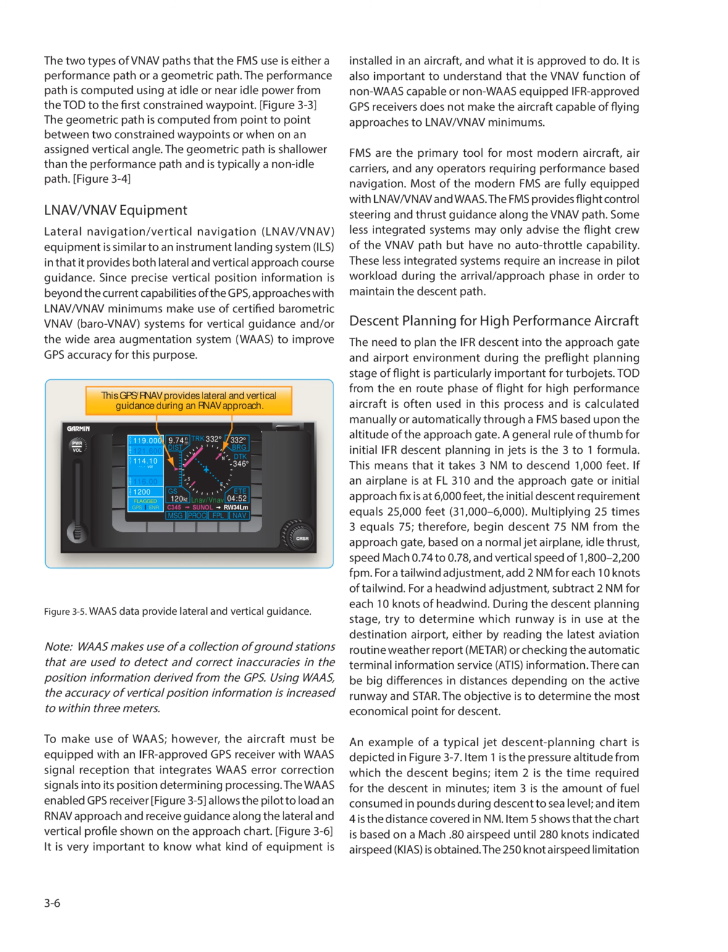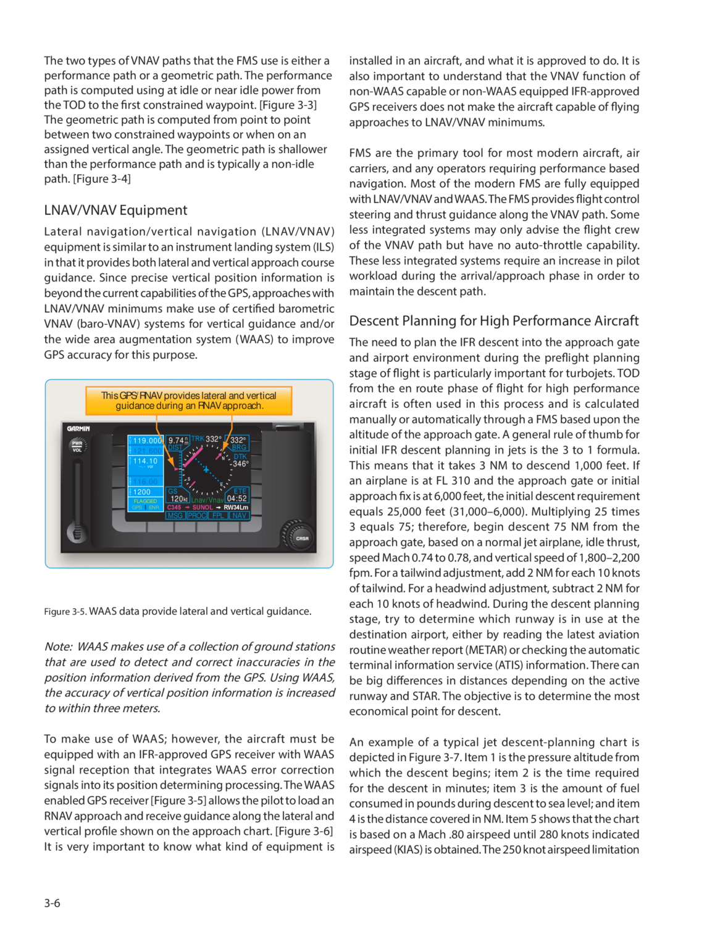Note: WAAS makes use of a collection of ground stations that are used to detect and correct inaccuracies in the position information derived from the GPS. Using WAAS, the accuracy of vertical position information is increased to within 3 meters. To make use of WAAS, however, the aircraft must be equipped with an IFR-approved GPS receiver with WAAS signal reception that integrates WAAS error correction signals into its position determining processing. The WAAS-enabled GPS receiver, Figure 3.5, allows the pilot to load and remove approaches and receive guidance along the lateral and vertical profile shown on the approach chart.